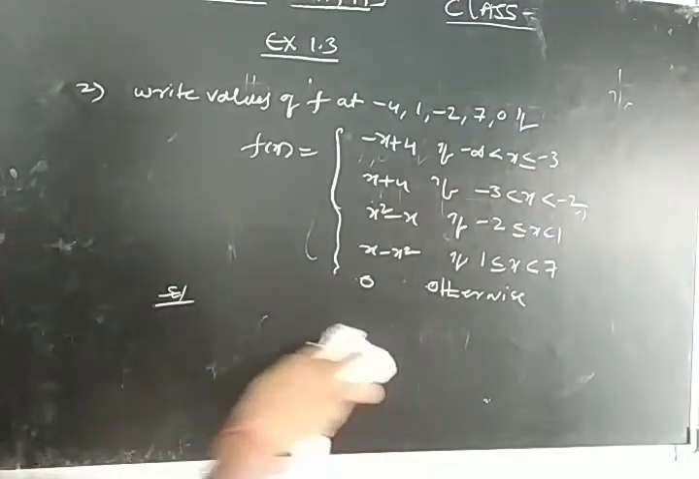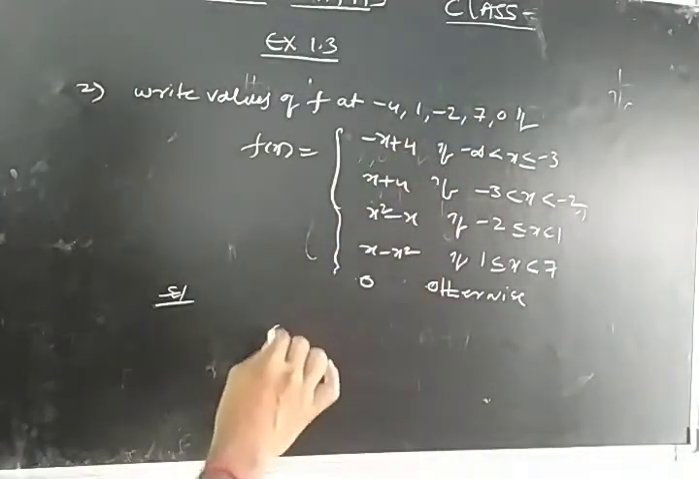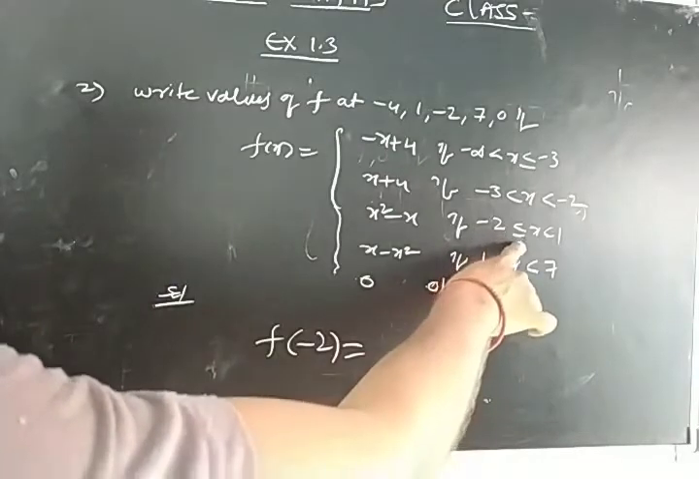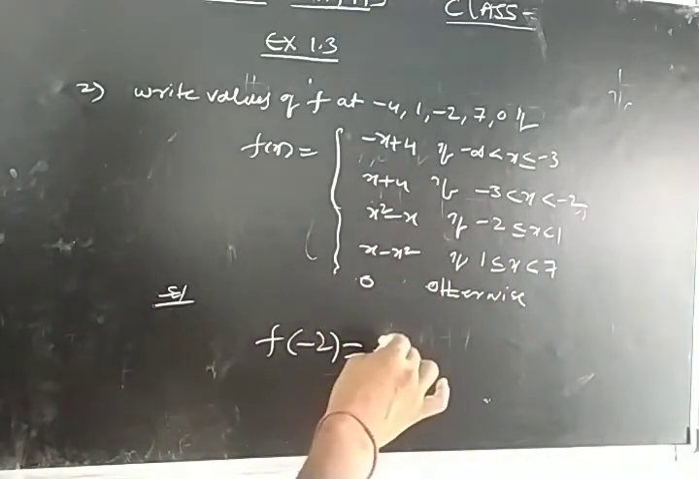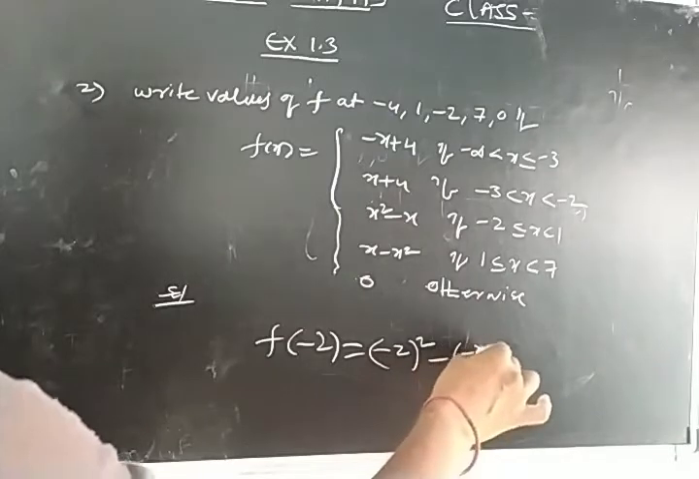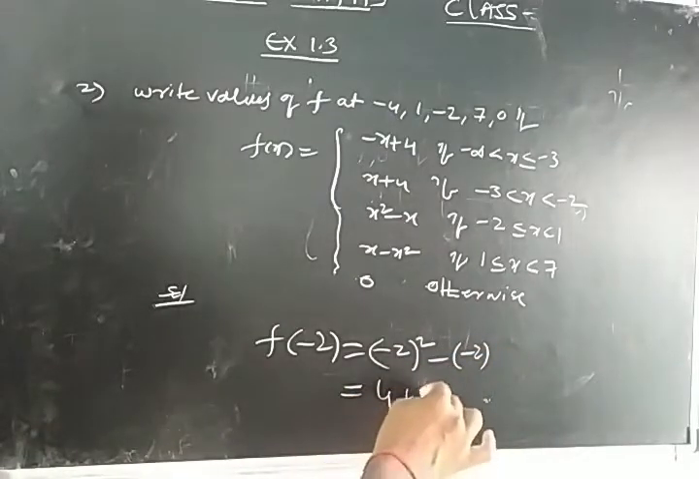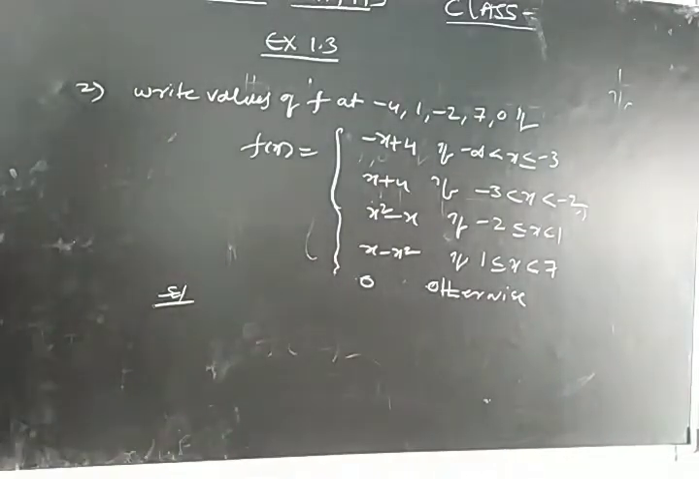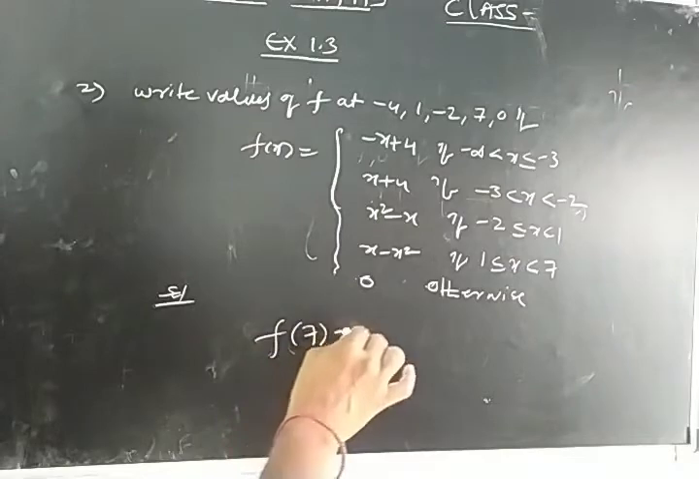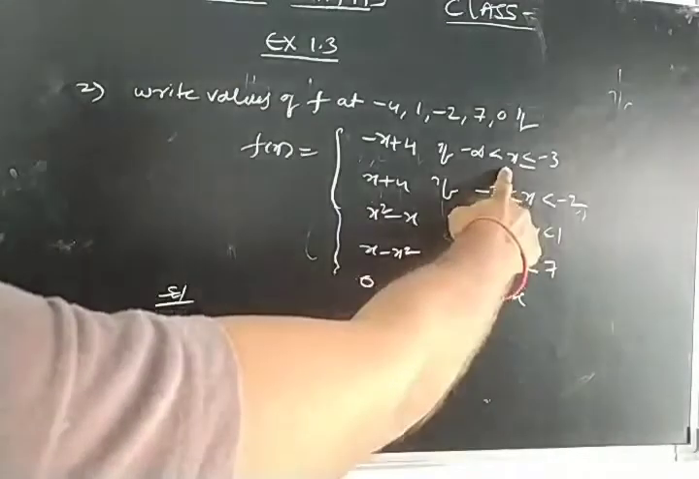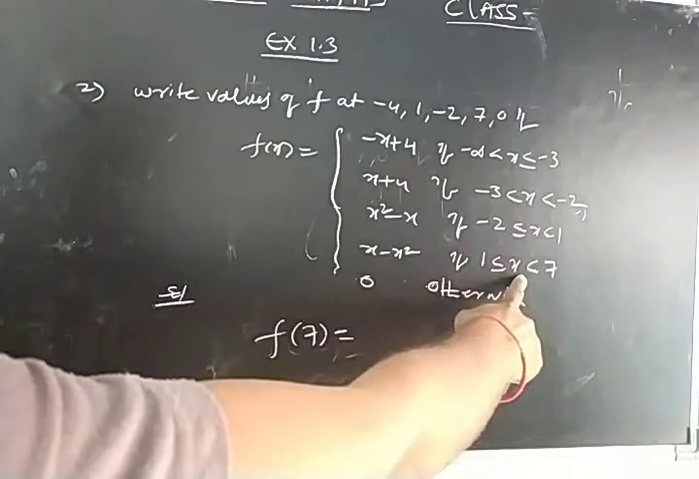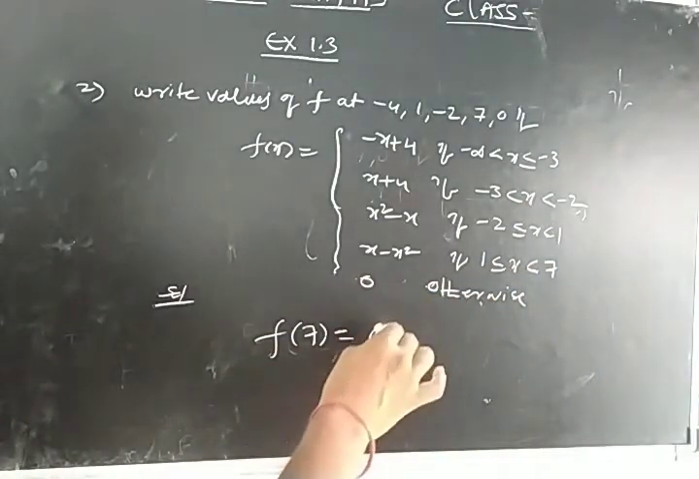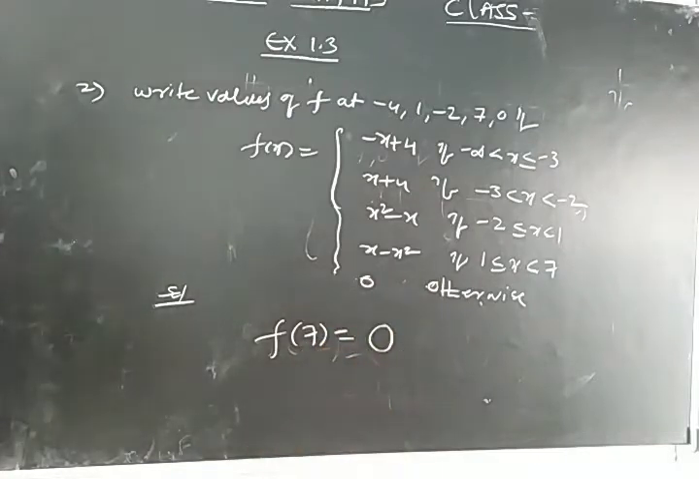Okay. Next, I am finding the function value at minus 2. Where does minus 2 lie? See here, minus 2 equal to, so I am using this definition. Minus 2 whole square minus of minus 2, so 4 plus 2, this is 6. Okay. Next, function value at 7. Where does 7 lie? In this interval, no, this interval, no. So otherwise the value is 0. The function value is 0.